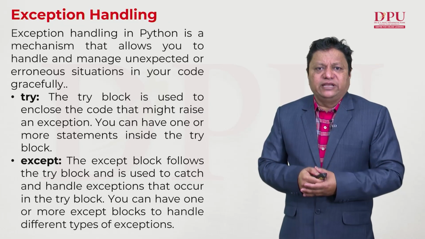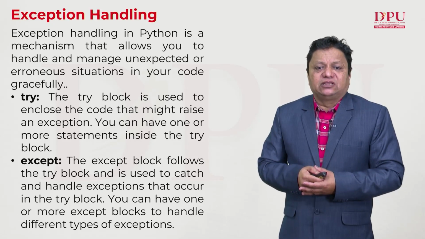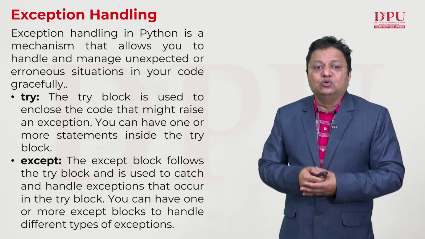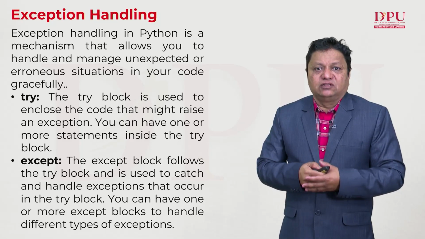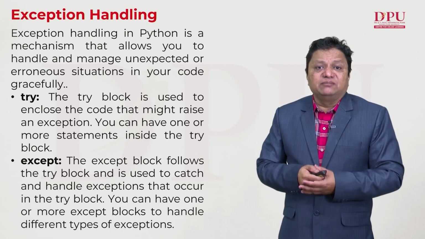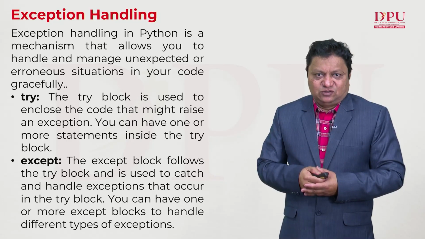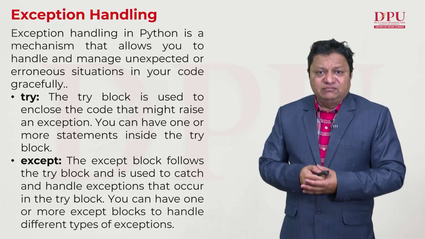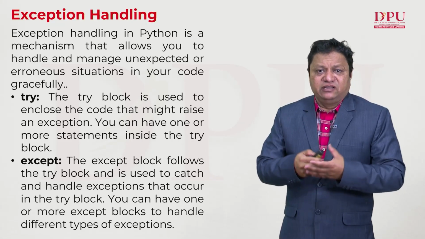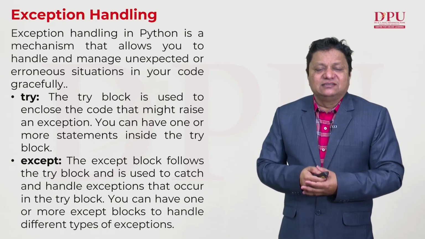Now, let us come down to exception handling. What is exception handling? Exception handling in Python is a mechanism that allows you to handle and manage unexpected errors or situations. There are two types of errors. One, the errors which come at compile time, are called compile time errors, and the errors which come when your program is actually running are called exceptions.